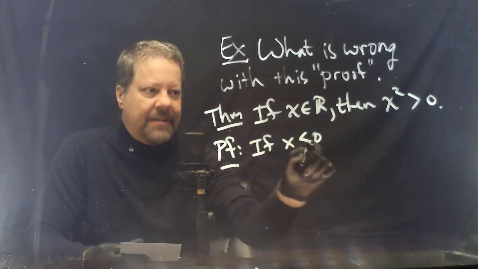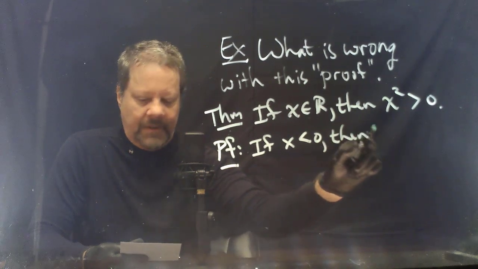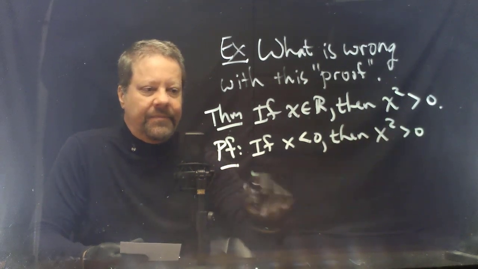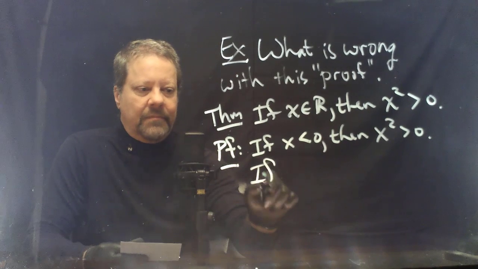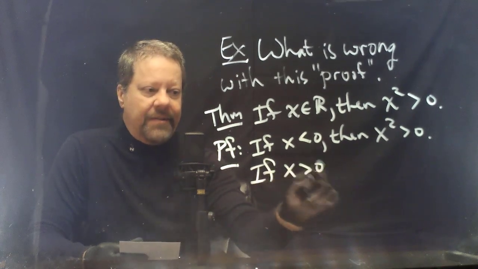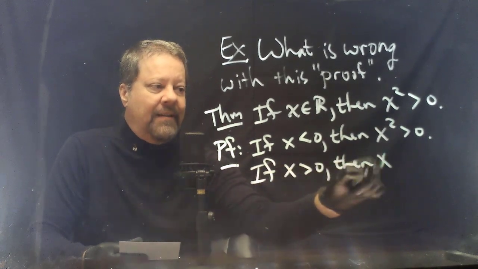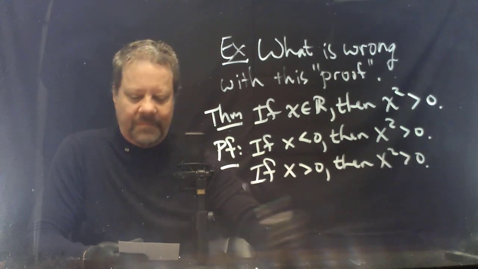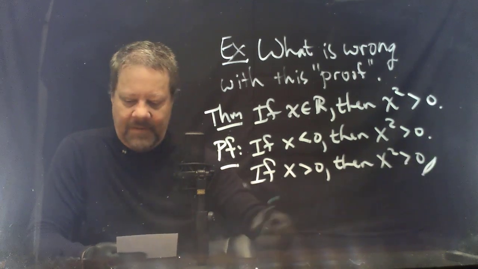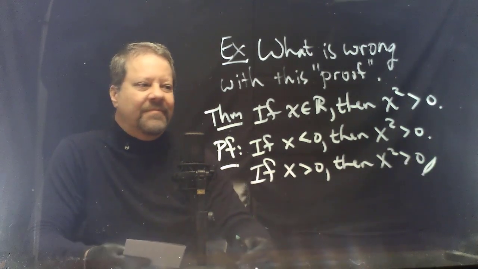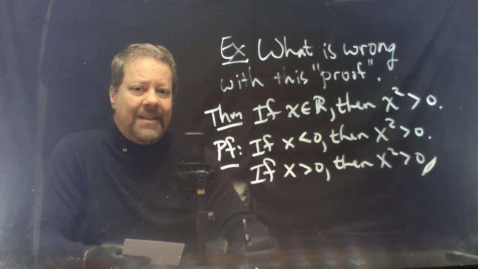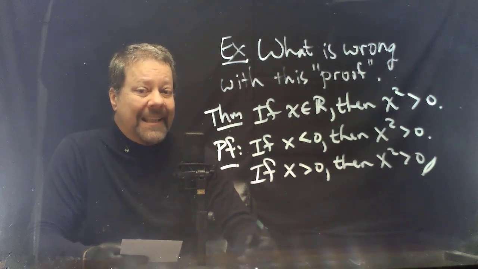If x is less than 0, then x squared is greater than 0. If x is greater than 0, then x squared is greater than 0. And then, end of proof. What's wrong is it didn't consider one of the cases.